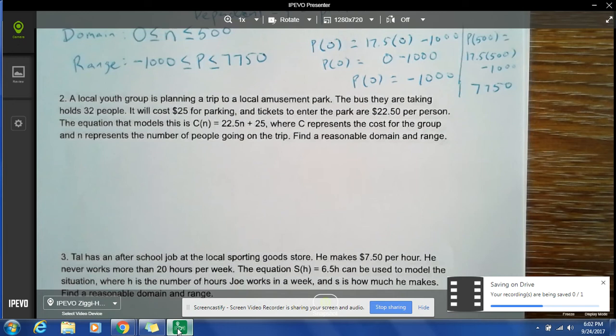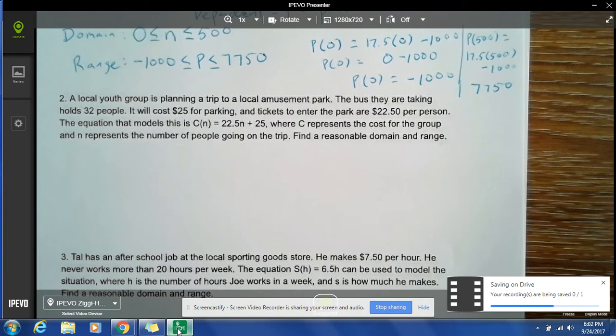All right, here's our next exciting example. A local youth group is planning a trip to a local amusement park. The bus they are taking holds 32 people. It's not that big a bus. It will cost $25 for parking, and tickets to enter the park are $22.50 per person.